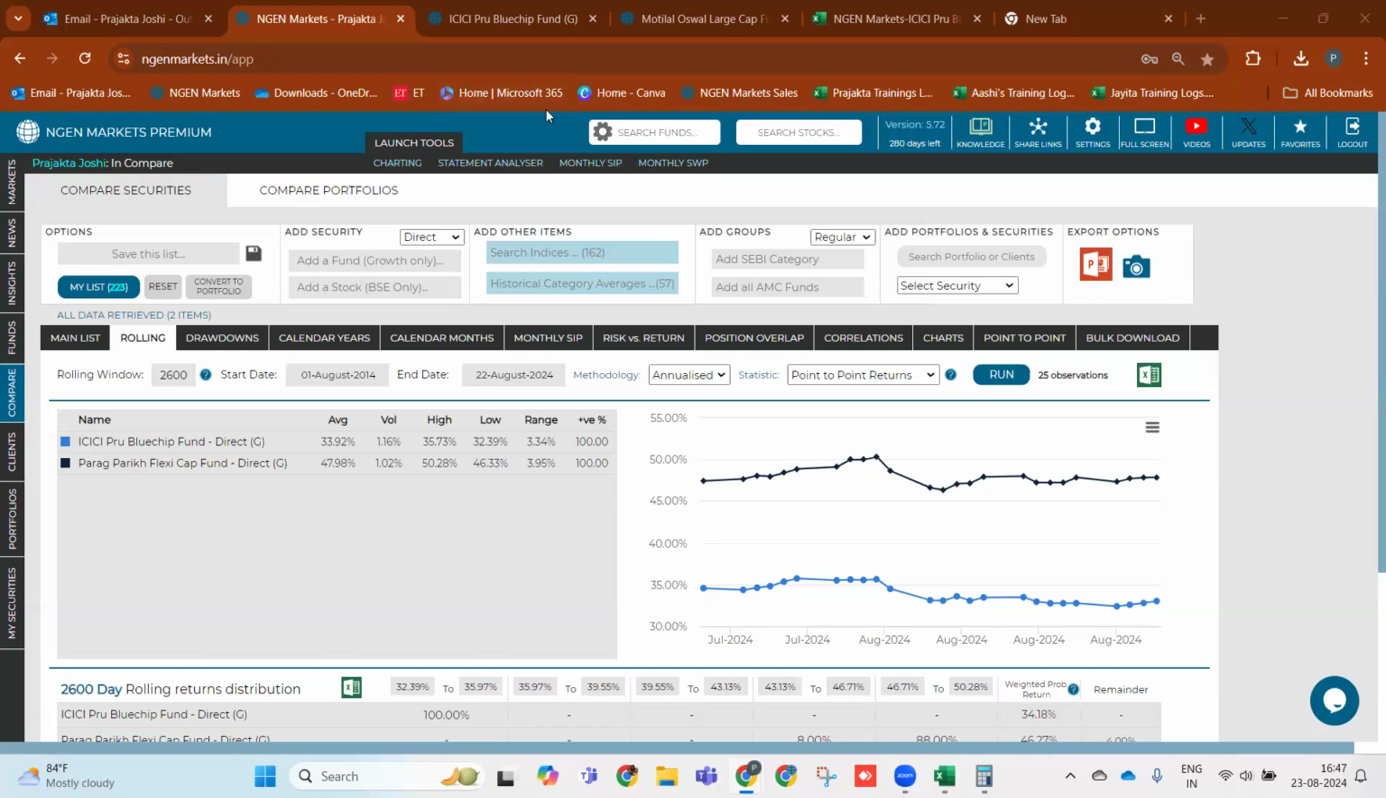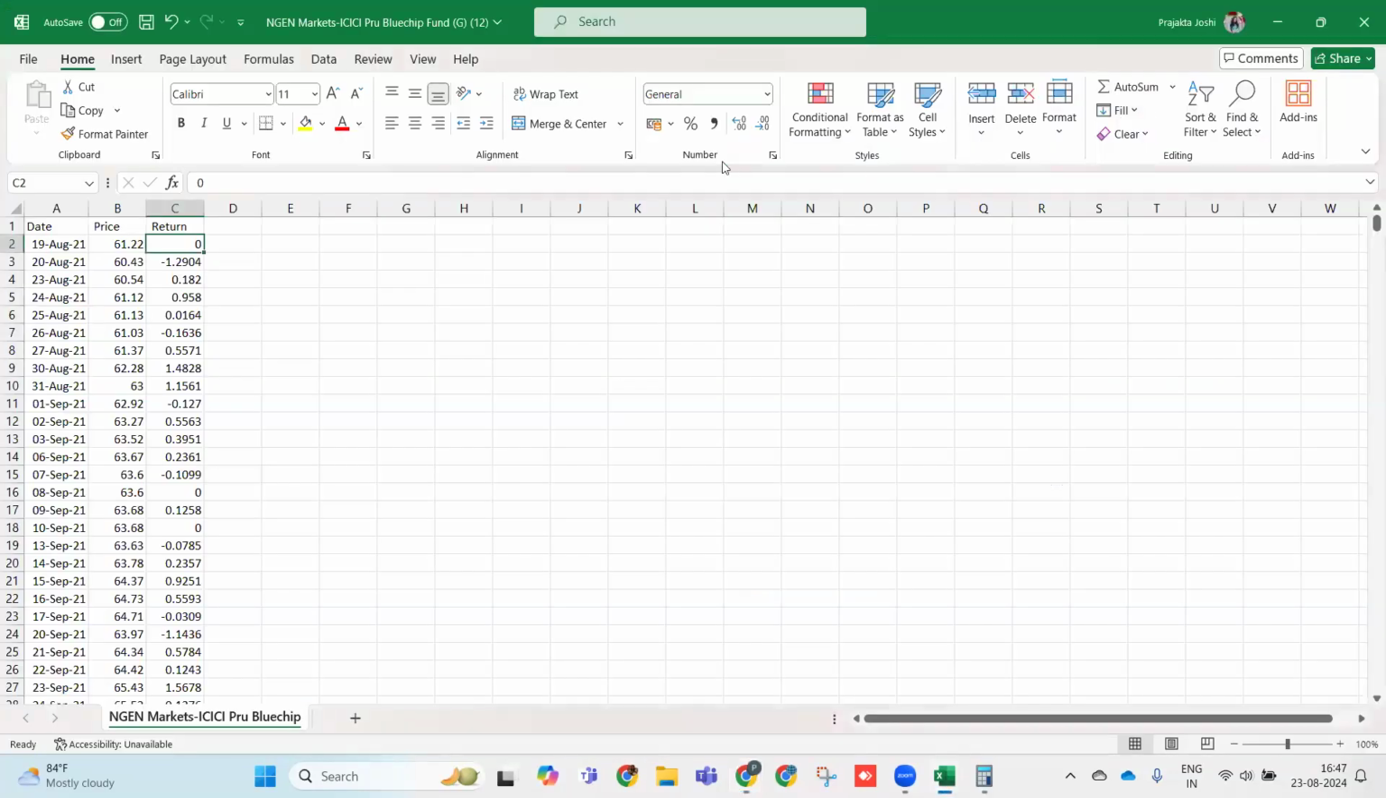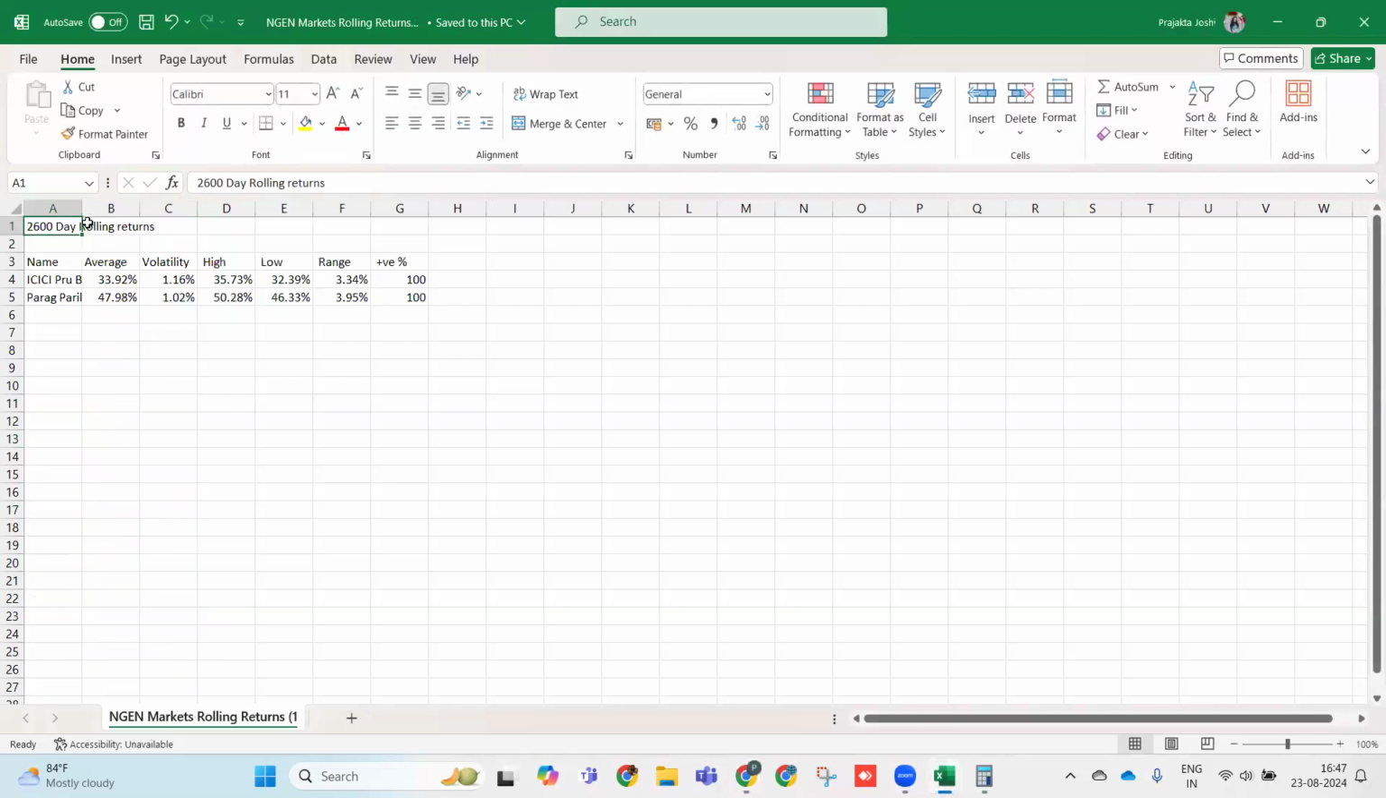Yes, sir. A CSV file can just be opened in Excel. It's really no different. It's just a basic data file with no formatting. So when you get that CSV file downloaded, you just open that file in Excel. You see that .csv that Prajakta is clicking right now. That will just open in a regular Excel. You don't have to convert anything.